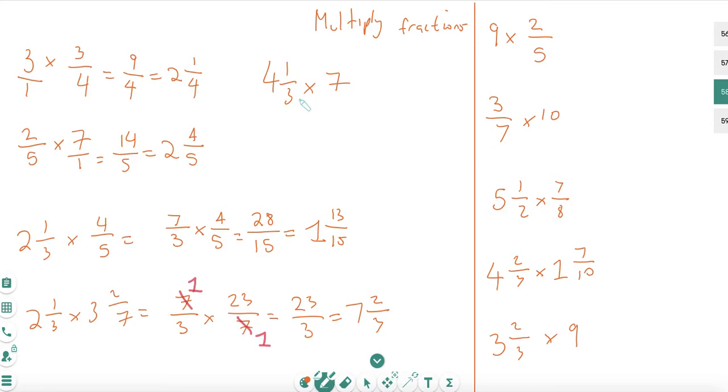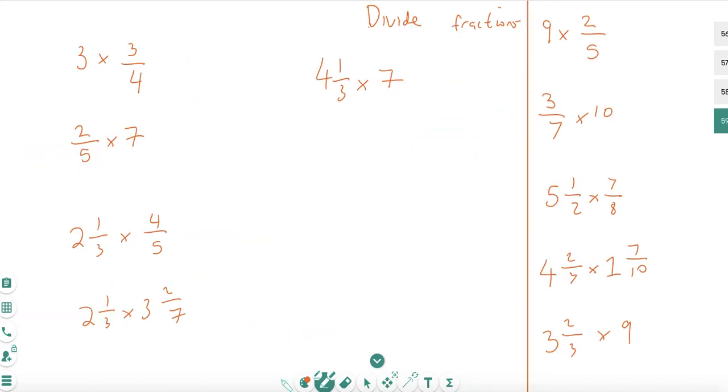Last one. I've got to turn this fraction into improper. So 3 times 4 is 12, plus 1 is 13. 13 over 7 times 7 over 1. I'll simplify diagonally. Divide both sides by 7. 13 times 1 is 13. 1 times 1 is 1. Any number over 1 is just going to be itself, which is going to be 13. You can do these ones. Next.